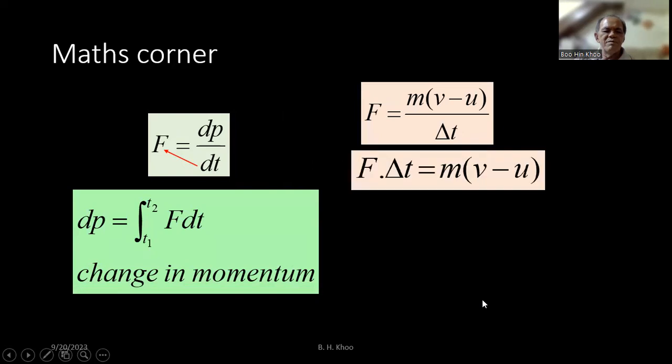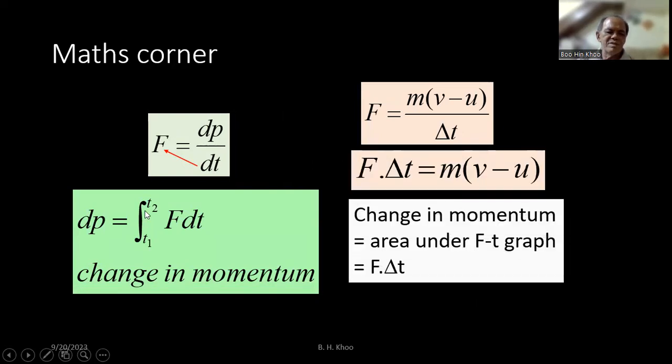Okay, know how to play with the formula. If you use calculus, that's how you calculate. Okay, that's the formula that we use. We just transfer the p across there. Change in momentum is equal to impulse, or area under the graph.